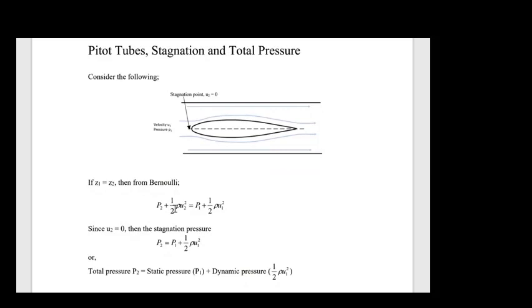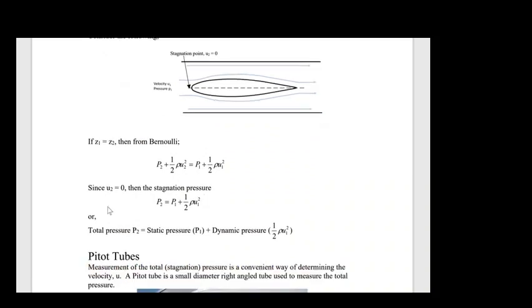P2 plus half rho U2 squared equals P1 plus a half rho U1 squared. Now, if U2 is 0, which is what we see at the stagnation point there, this term disappears. P2, our stagnation pressure, equals P1 plus a half rho U1 squared.